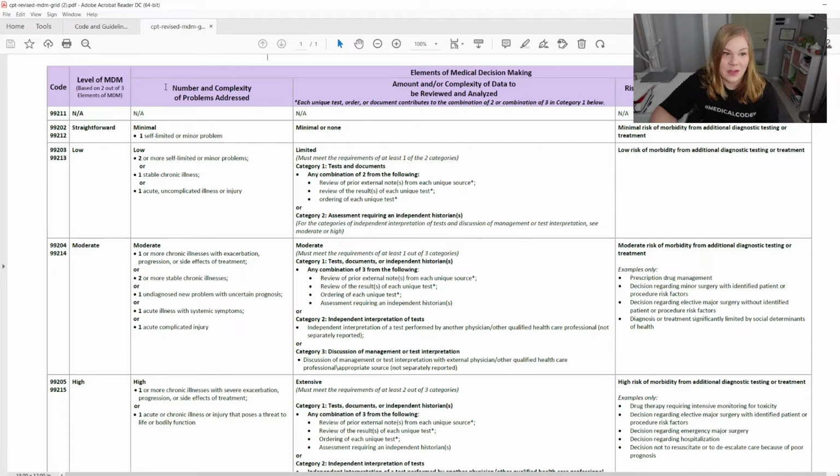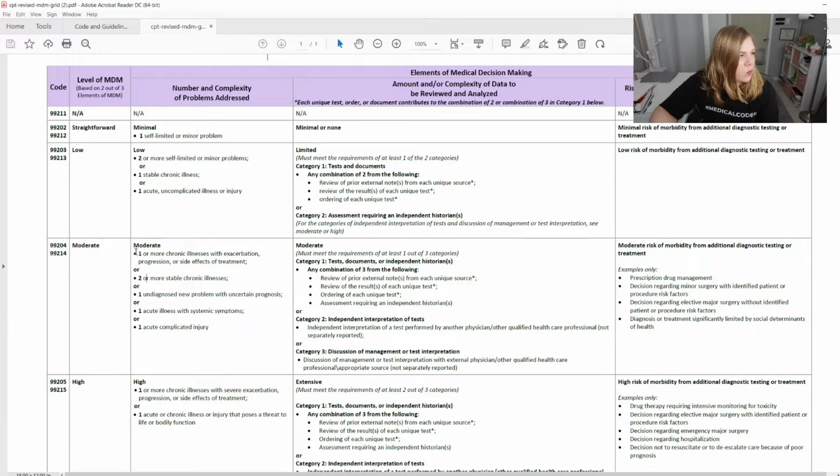Let's start with this number and complexity of problems addressed. So the moderate level. The key thing I want you to look at here is this word or. So or meaning we don't have to have all of these. We just need to hit one of these. This or this or this or this or this. So if we hit, for example, just the one acute complicated injury, that meets that moderate number and complexity of problems addressed. We just need one of these bullets here.